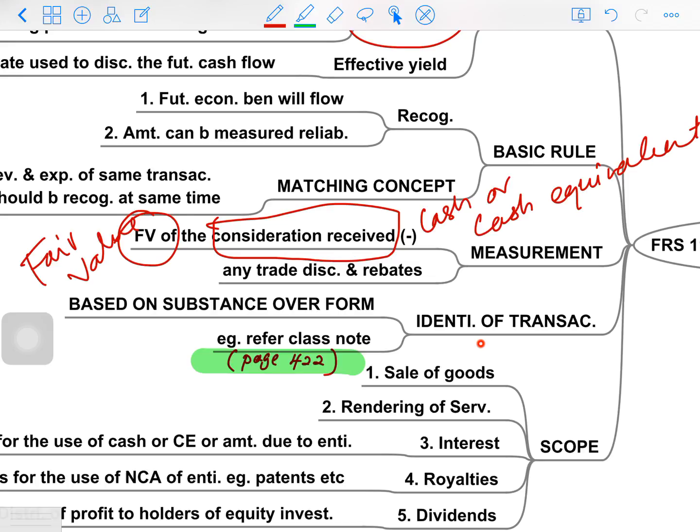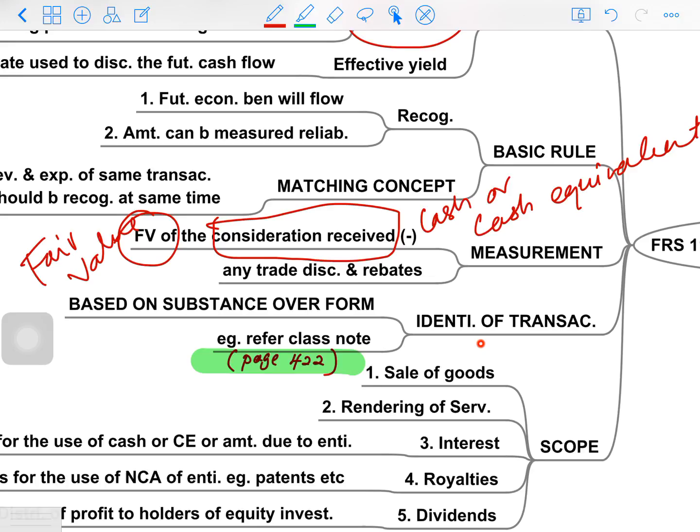Maksudnya kat situ you kena tengok apa sebenarnya yang berlaku di sebalik transaksi tu. For example, it says here, for example, sales price may include service charges for post-sales period. Maknanya kadang-kadang bila you jual barang tu, attach dengan barang yang you jual kepada customer tu ialah kesanggupan you bagi dia servis, panggil sini post sales period. Maknanya service charge for post sales period.